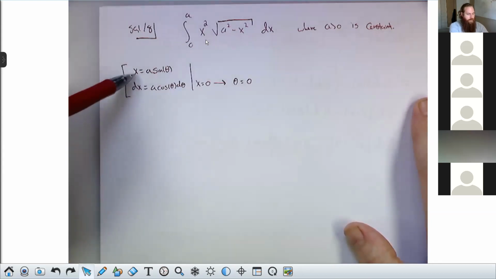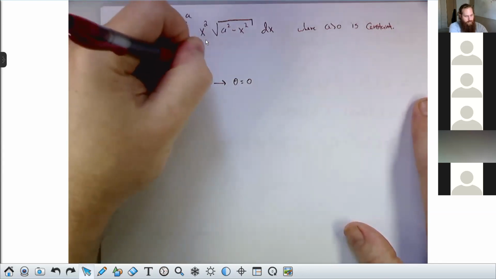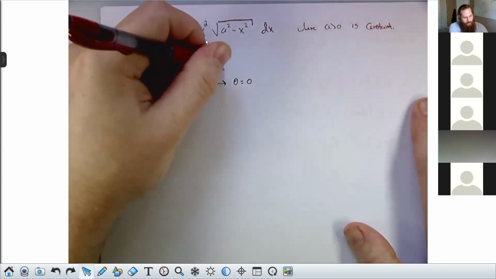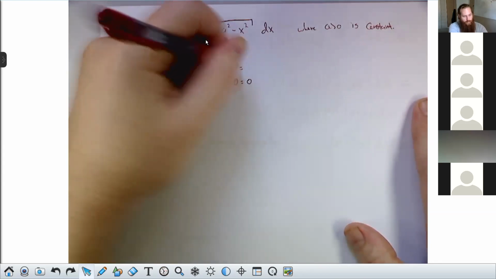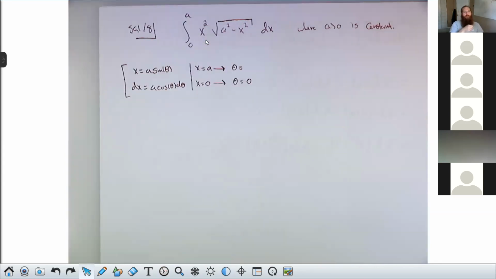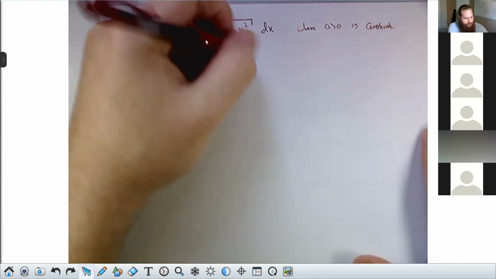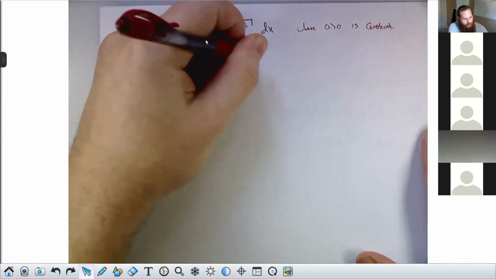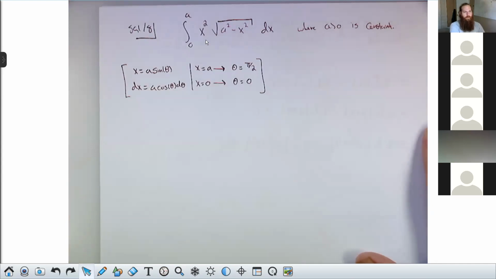When x is equal to a, I'll have a equals a sine theta. So 1 is equal to sine theta, which means theta is the inverse sine of 1. What is the inverse sine of 1? What is theta when x is equal to a? Pi over 2. Good, pi over 2. So this is my trig sub.